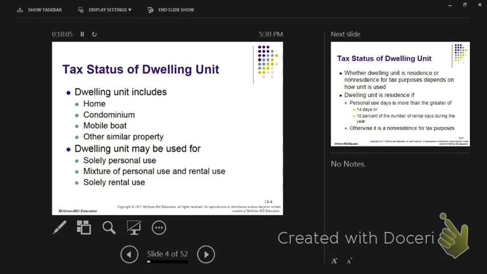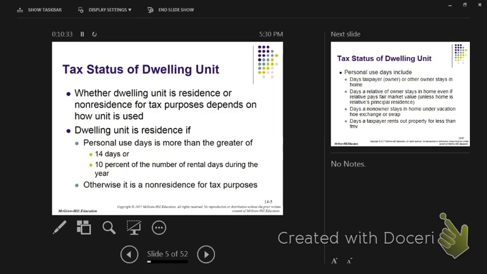So the first thing I talk about is what is a home, what's considered a home, and surprisingly, it's not just your house or condominium. Your home can be a boat or any similar property in which you are living. So yes, if you're living out of a motor home, your home could technically be a motor home, just like it could be a boat. So a home is any similar property, that dwelling that you're living out of. A dwelling unit can be used for personal, a mix of personal and renting, or just renting.